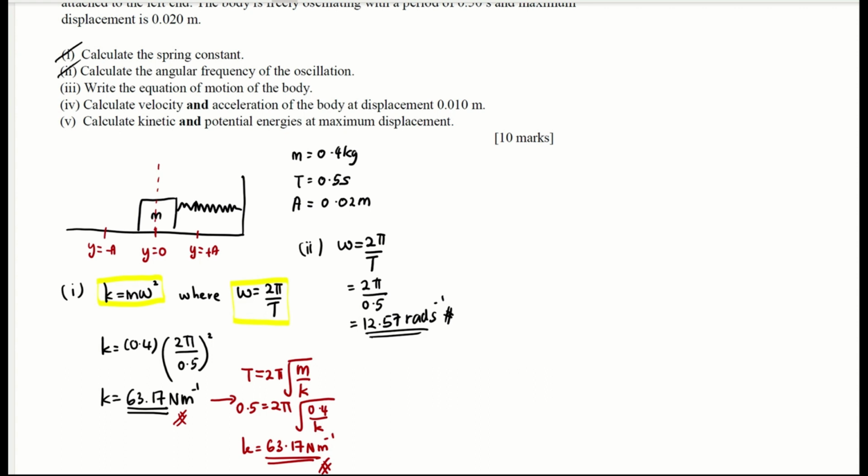And then write the equation of motion of the body. So the equation of the motion, okay, so general equation for the simple harmonic motion, remember y is equal to a sine omega t. So you can just copy y, where a is 0.02 sine. Okay, for omega you can write 12.57 pun okay. Ataupun you nak guna in terms of pi. So yang ini tadi sebenarnya dia adalah 4 pi. Kan? So you boleh tulis dalam bentuk 4 pi radian per second pun boleh juga.